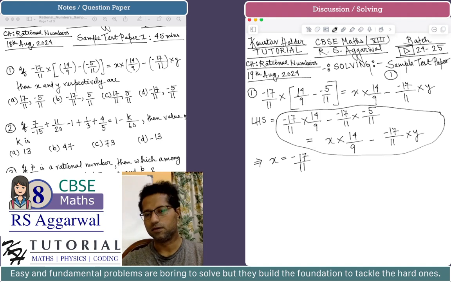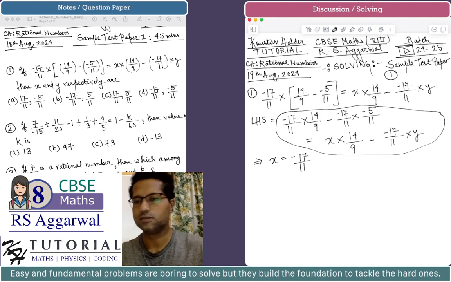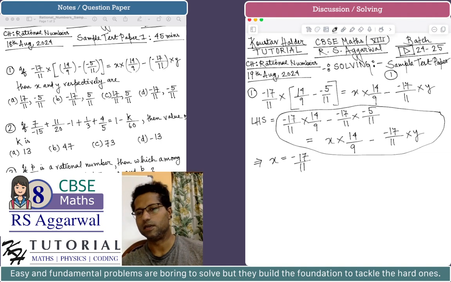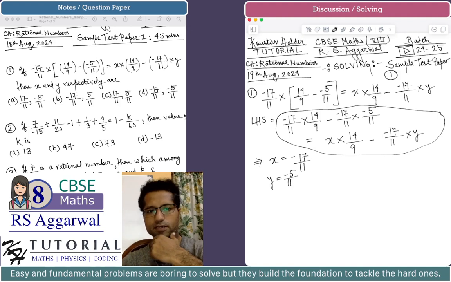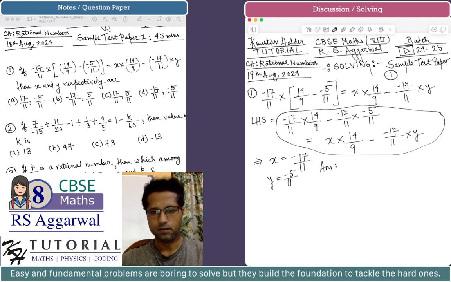Now, if you consider the second term on both the sides, that is the term that is being subtracted, I can clearly say that y has to be equal to minus 5 by 11. So we got x and y. Now it has asked what x and y respectively are. So x is minus 17 by 9 and y is equal to minus 5 by 11. So definitely the answer is choice D.